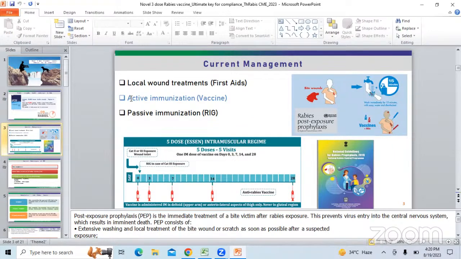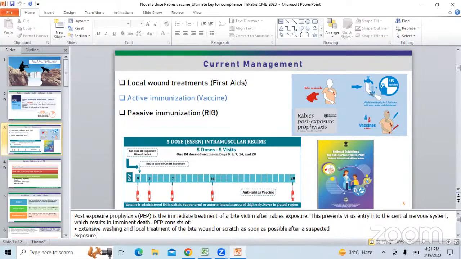How are rabies cases currently managed? The first step is local wound treatment. First of all, within up to 15 minutes, wash properly with detergent, soap, and povidone iodine. After that, active immunization, like vaccination of the victim, and passive immunization, like immunoglobulin.